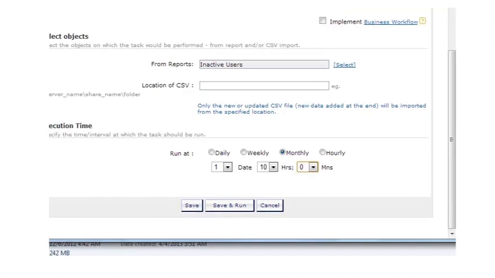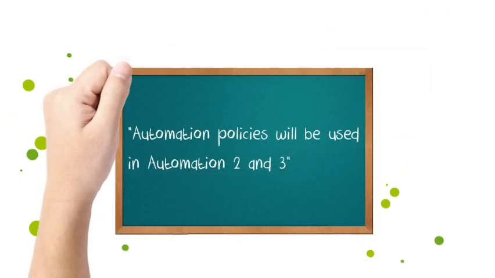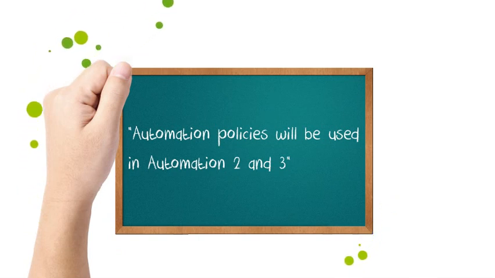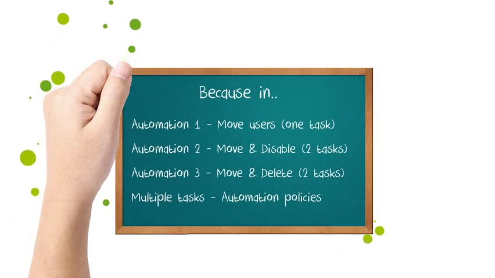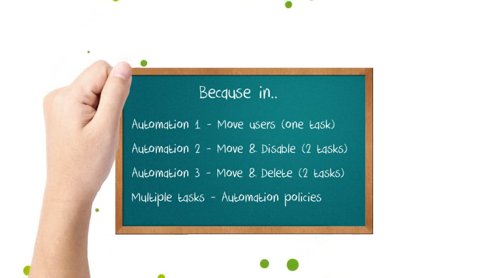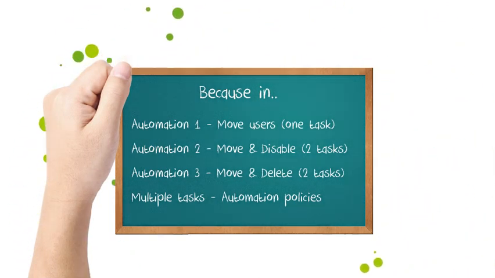So we are done with automation number 1. For automation 2 and automation 3, we need to configure automation policy before we configure an automation. Because in automation 1, we only had one task to perform, that is moving users. But in automation 2 and 3, we have two tasks to perform in each automation. In the second one, we move and disable, and in the third automation, we move and delete inactive users.